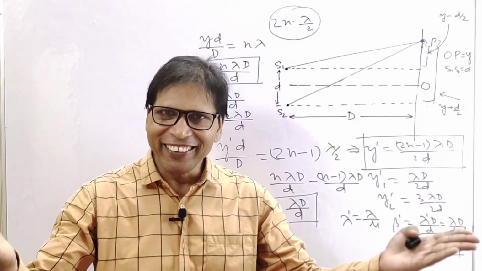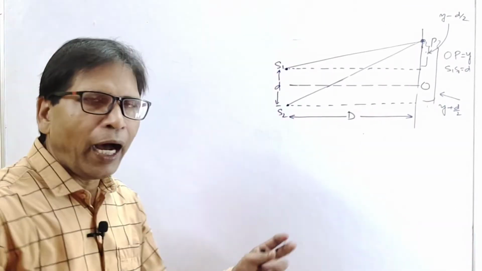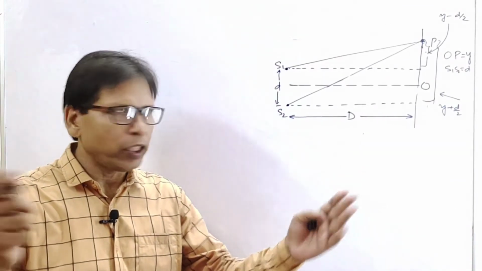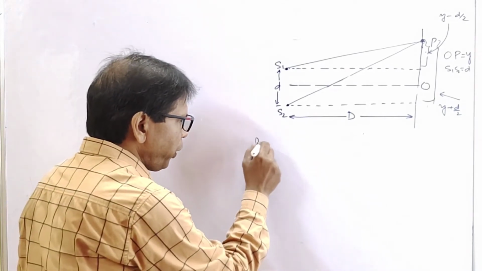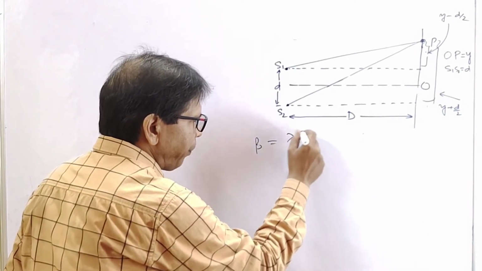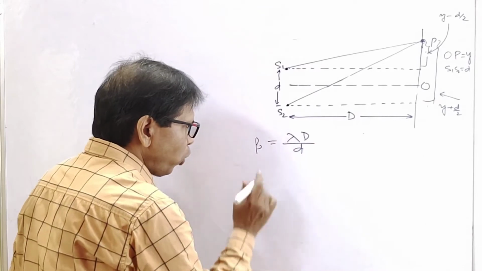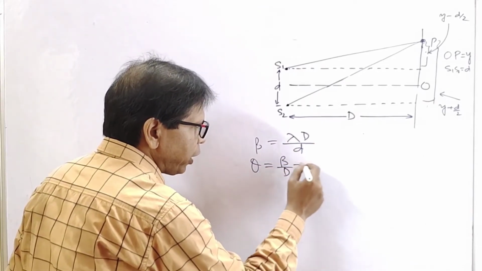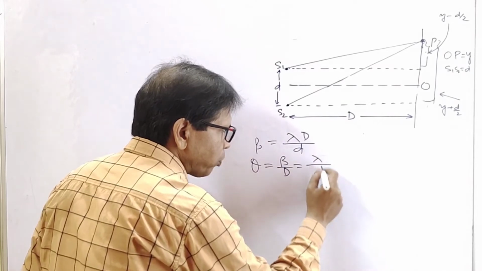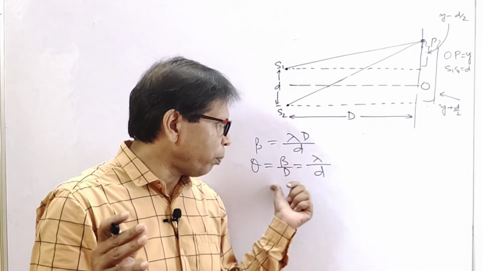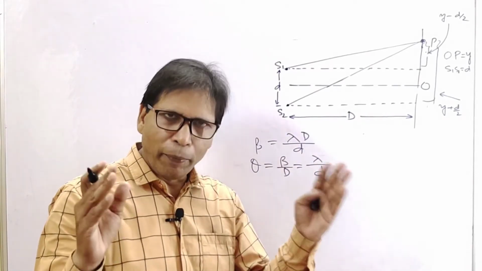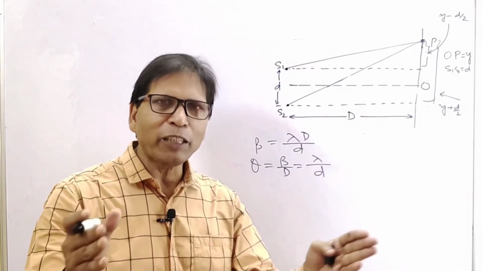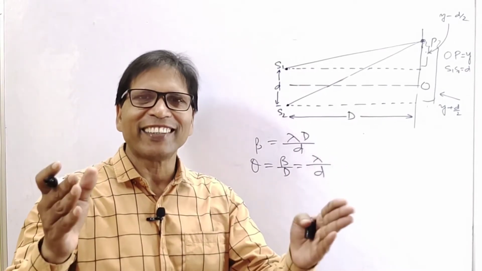Okay, understood? Now next, angular fringe width. We know fringe width is lambda capital D by small d. So angular fringe width theta is beta by capital D. So this is lambda by small d. So angular fringe width depends on the wavelength and the distance between the two slits.